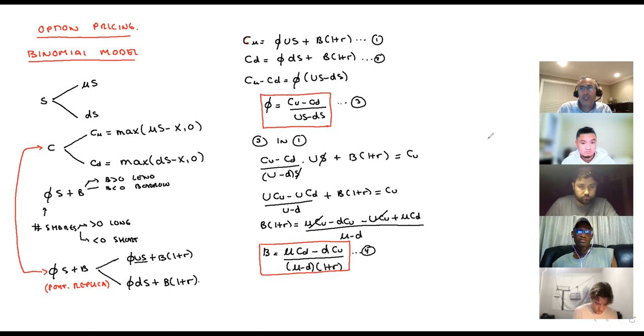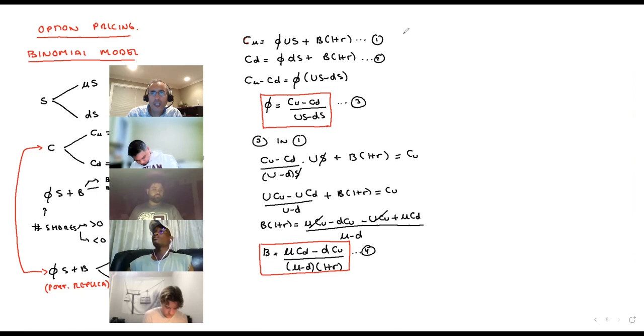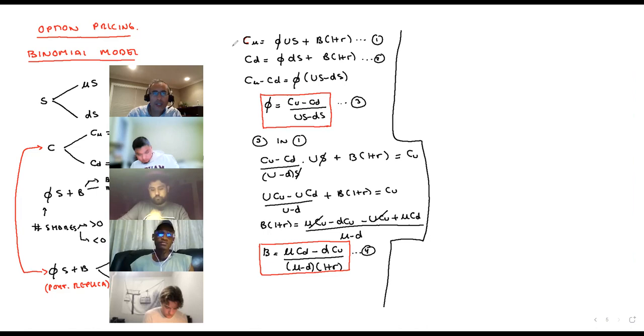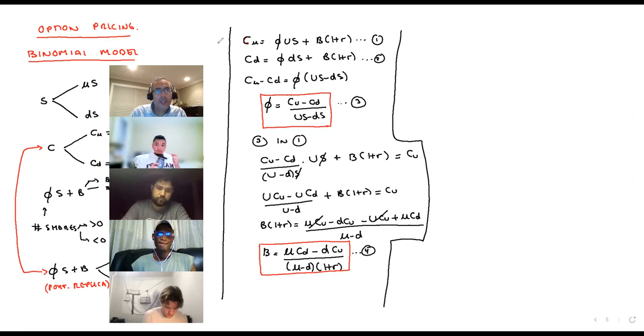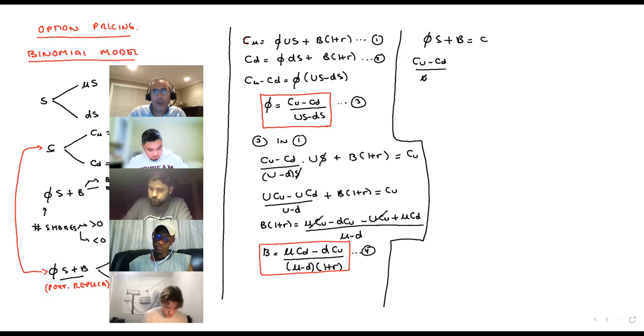So let's do this. Hopefully I can do it in the same page here. Let me do a line just to be sure we don't mix up the things. Okay, so here we go. So I know that psi s plus b should be equal to c, correct? Everyone understands that? This one here should be equal to this one here. Now I know psi equals cu minus cd over u minus d that multiplies s times s plus b. B has all this formula here, u cd minus d cu over u minus d 1 plus r, and this should be equal to c.